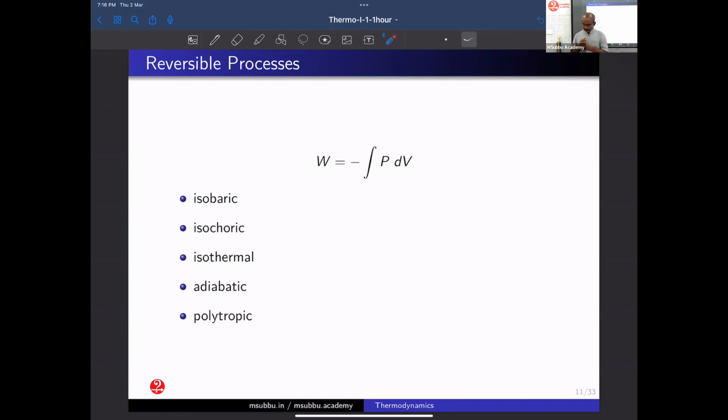Now, we need to know about the various kinds of reversible processes. Okay, now we are writing this work as minus integral of PdV. Actually, the original definition is P external. For a reversible process, there is no appreciable pressure difference.